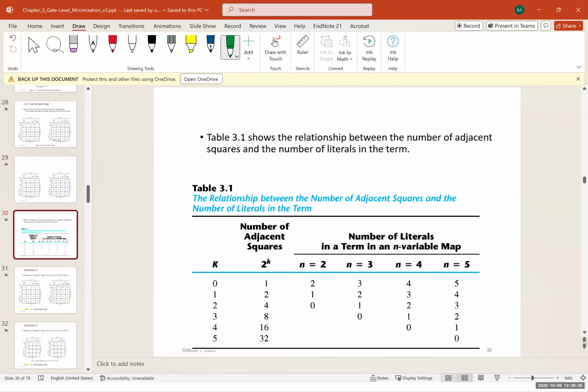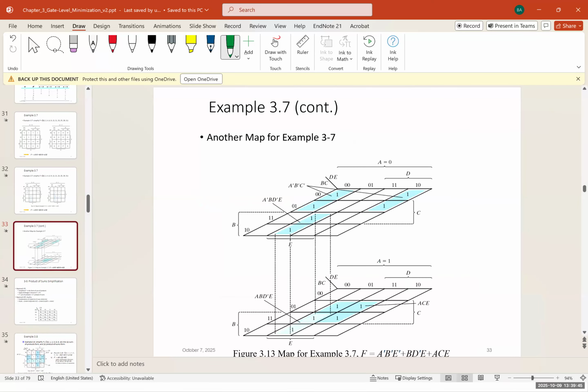So this table just indicates, for n equal to 2, 3, 4, and 5, the number of literals in a term in an n-variable map. Now, technically, a 5-variable map looks like this. You have 2 maps on top of each other, and they correlate. The upper one is A0, the lower one is A1, and the B's, C's, D's, and E's are shared among both of them.